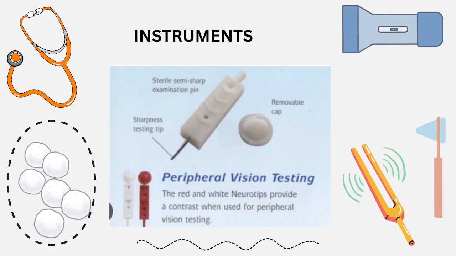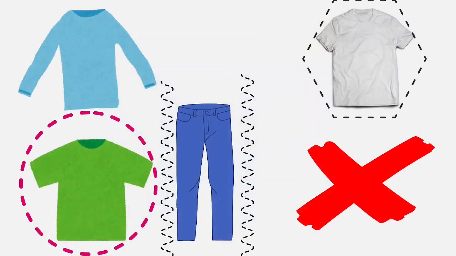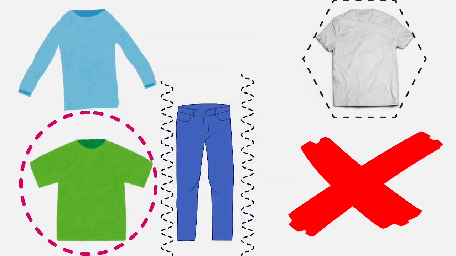Now, about the dress code. Let's start with the male dress code first. So, no full sleeves shirts or no t-shirts, no jeans. This is all really prohibited. Basically, this is against the dress code. And the dress code in the UK is bare below the elbows.